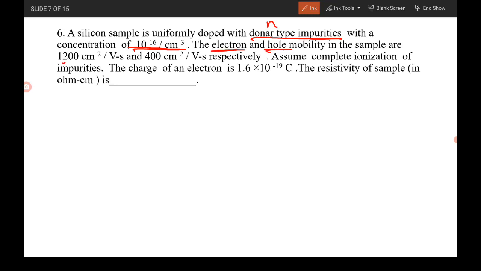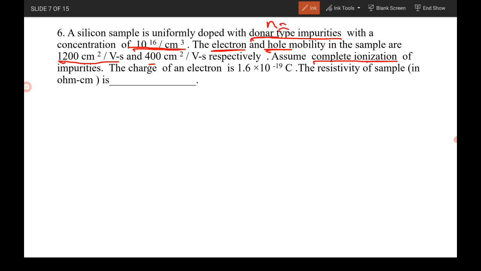The electron and hole mobility in the sample are given. Electron mobility is 1200 centimeter square per volt second, and hole mobility is 400 centimeter square per volt second. Assume complete ionization of impurity. We have already discussed complete ionization in other questions.